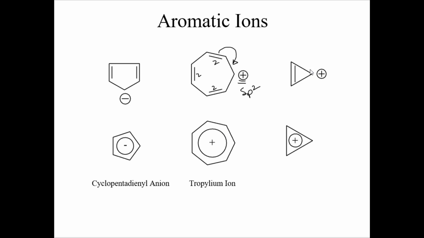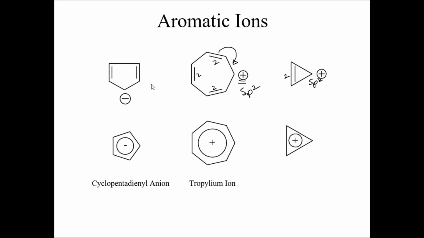This cyclopropenyl carbocation, first of all, has to be planar because there are only 3 atoms, and 3 points define a plane, so that makes the molecule planar. This carbocation, again, must be sp2 hybridized, and in this case it's got 2 pi electrons, so this would be aromatic as well.